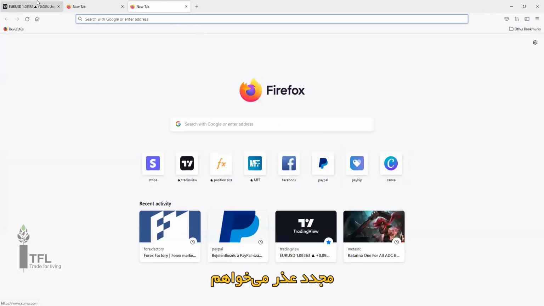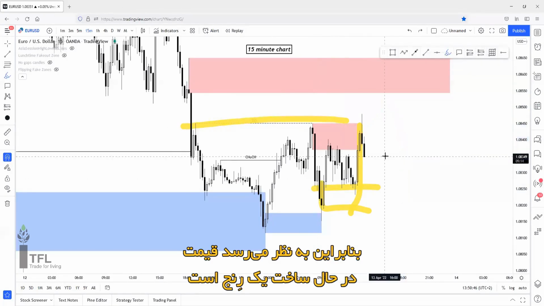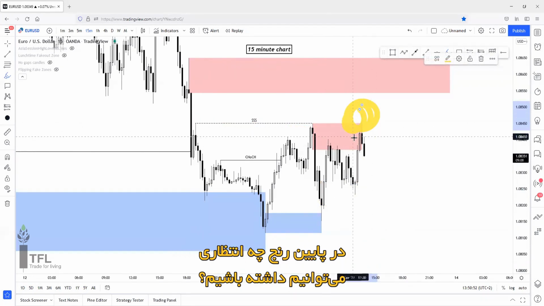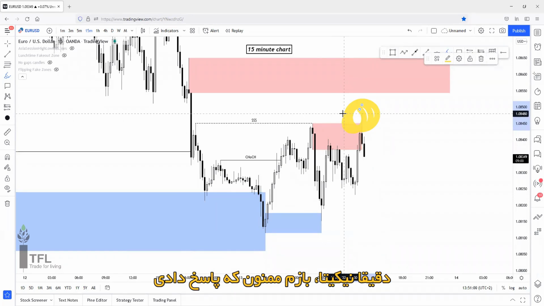So it seems like price has created a range, right? Price has created a range, and the upside range has been swept. This was the upside range sweep. What can we expect from the downside range? What if there's a range? Exactly, Nikita, thank you once again.